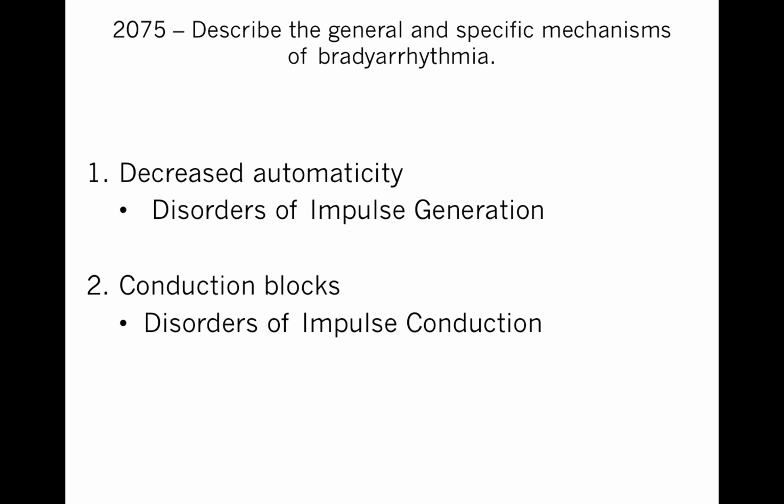One of the objectives is to describe the general and specific mechanisms of bradyarrhythmias. There's two main mechanisms of bradyarrhythmias. Number one is decreased automaticity, which is a disorder of impulse generation. The second is conduction block, which is a disorder of impulse conduction.